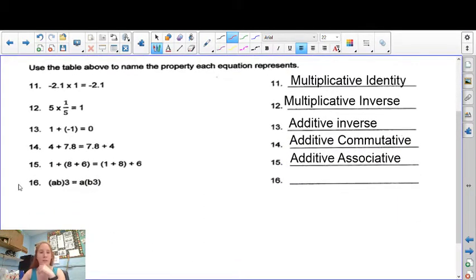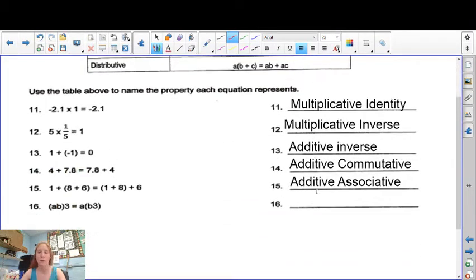And last one. Well, I see everything's being multiplied, so I can say multiplicative. And then again, I see I have parentheses, and parentheses mean order. So it looks like it's just moved my order around. So multiplicative, associative.